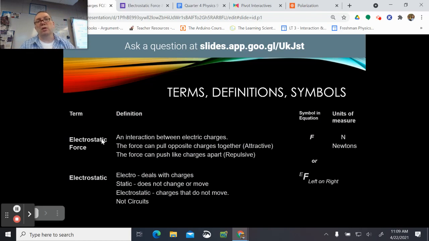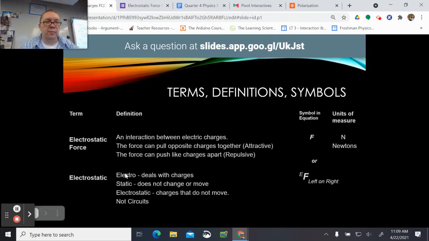Some people will call them Coulomb forces. The unit of measure for charge is measured in coulombs. But the symbol for force is just a big F, and the unit of measure is newtons. Universally, the symbol for a force is F. When we start talking about electrostatic forces, we'll sometimes go with an E as a little superscript, above to the left, to say, hey, it's the electrostatic force of this charge on that charge.